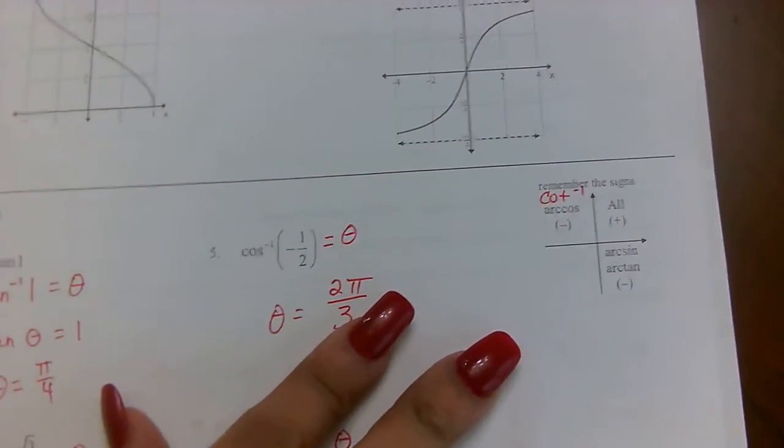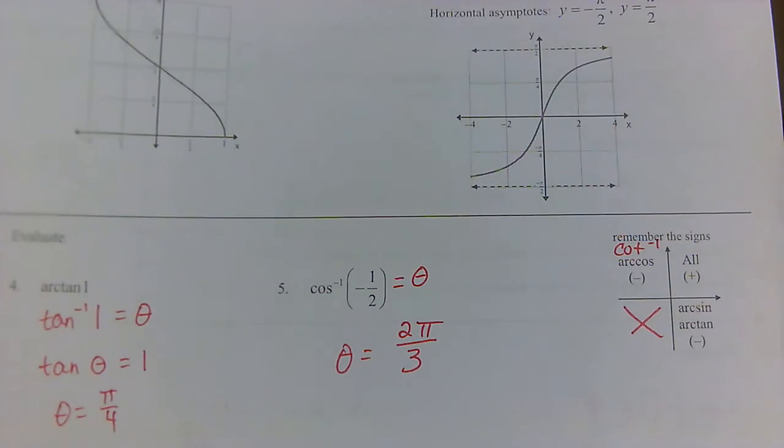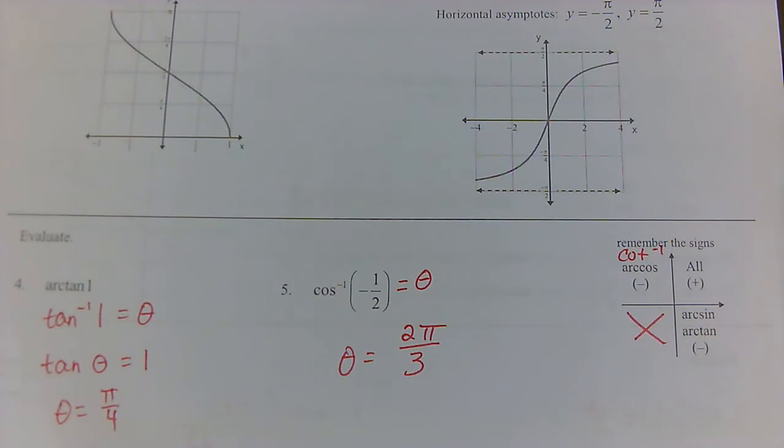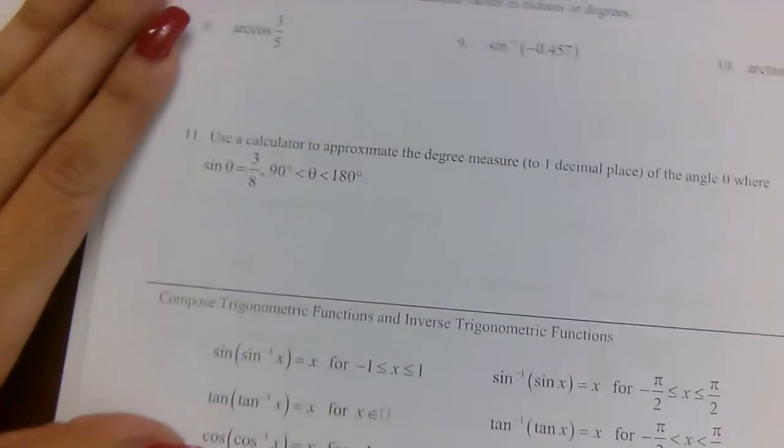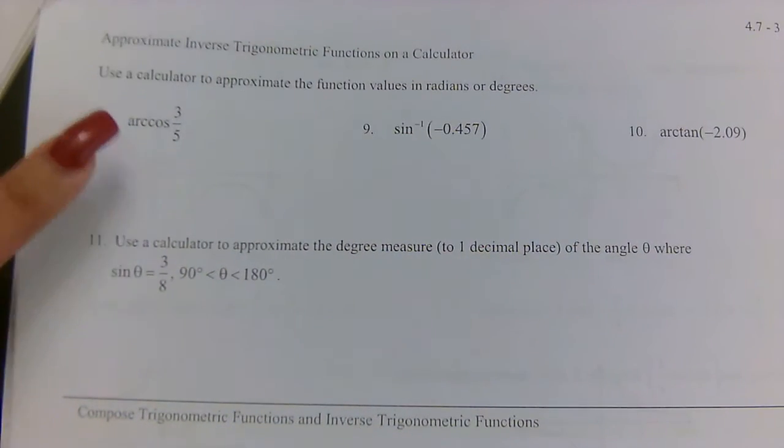So I just completed your table. We never use quadrant 3. All right, let's go ahead and find the next values. Okay? Over here, it's saying use your calculator to approximate the functions.